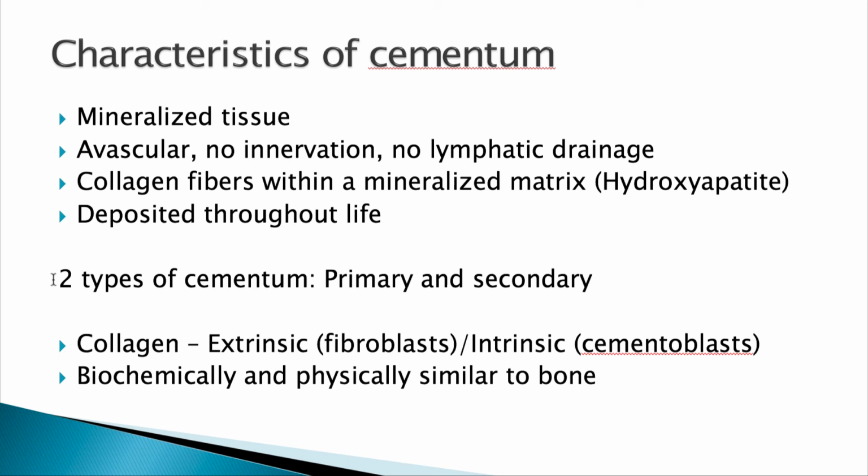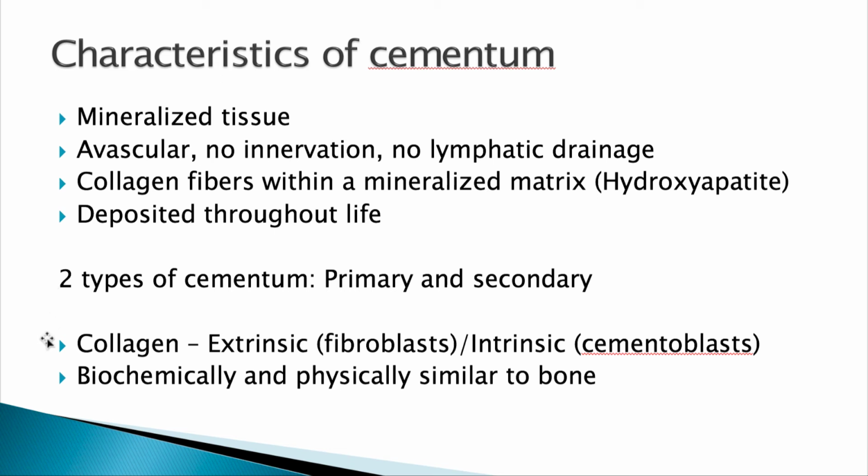There are two main types of cementum, primary and secondary. Primary cementum is also referred to as acellular cementum, whereas secondary cementum is referred to as cellular cementum. Both consist of a calcified intrafibrillar matrix and collagen fibrils.